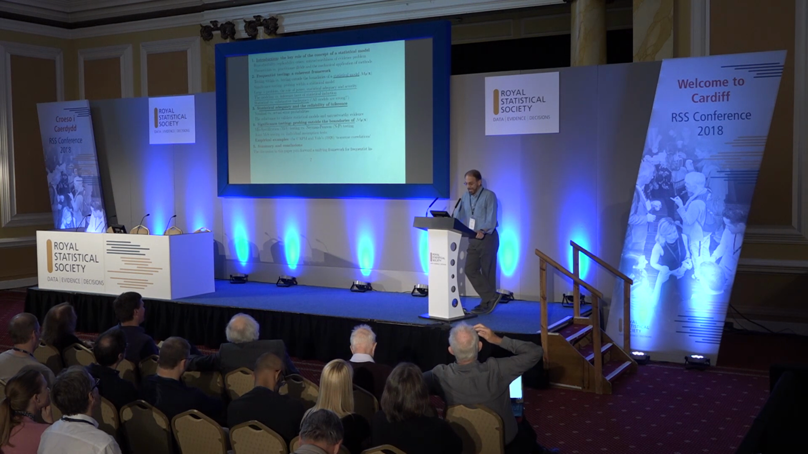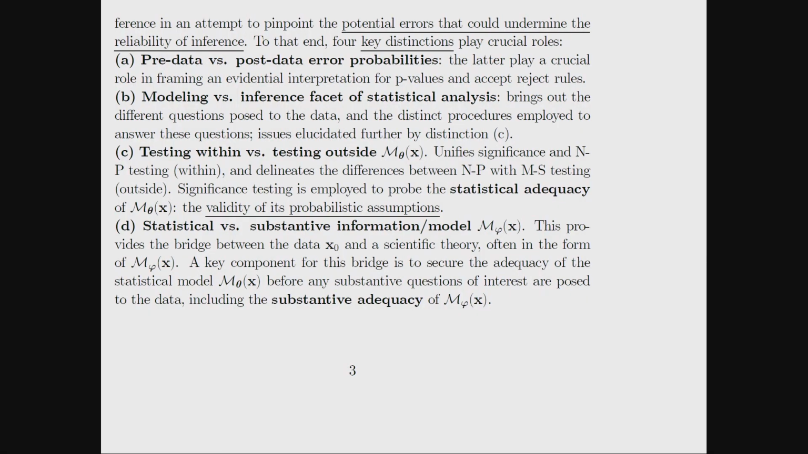So let me start with the summary, because this is my chance to give you the conclusions as well. The discussion is basically putting forward what I think of as a unifying framework for frequentist inference in an attempt to pinpoint the potential errors that could undermine the reliability of inference. To that end, I introduce a number of different distinctions that cause major confusions, especially in econometrics.